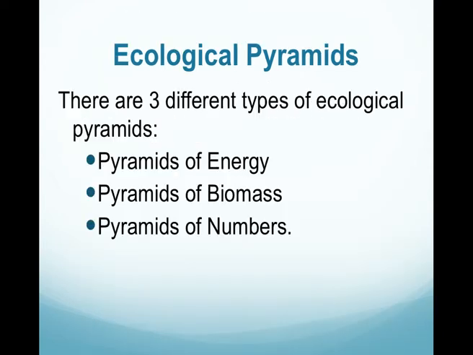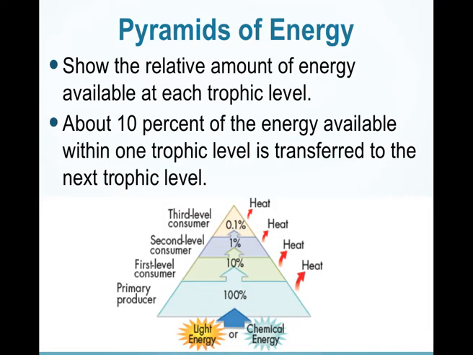There are 3 types of ecological pyramids. There are energy, biomass, and numbers. An energy pyramid shows the relative amount of energy available at each trophic level. So as we go up, there is less and less energy available.